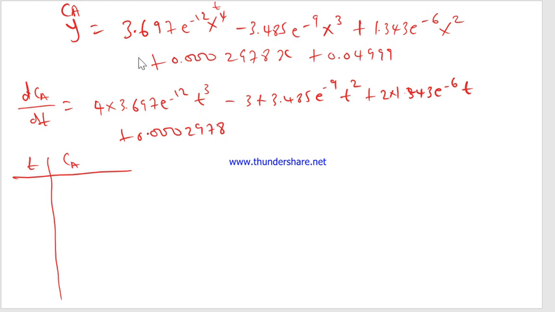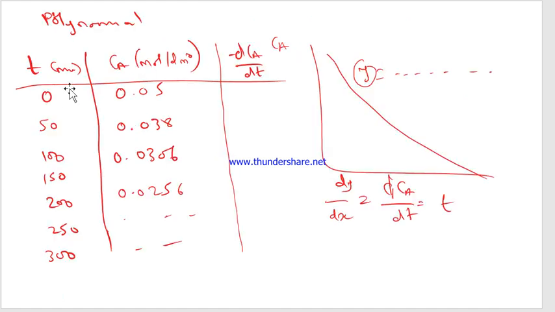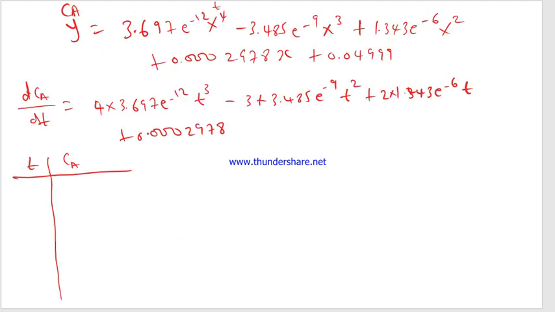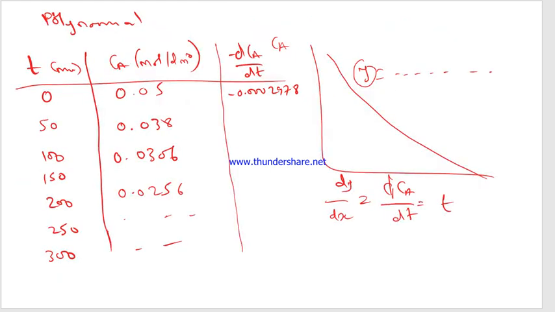And again, this is plus, so the minus we are looking for will become minus 0.0002978. When time is 50, put the 50 in here: 50 cubed, 50 squared, 50, and so on. So you are going to get something like this.